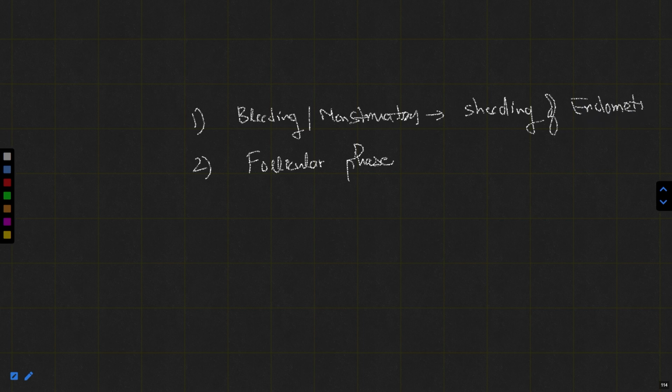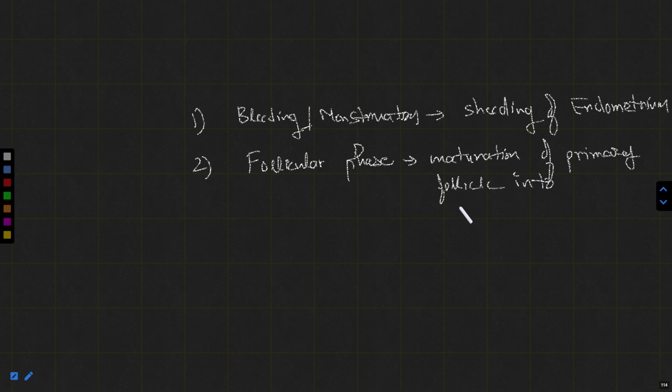Due to the shedding of the endometrium, there is bleeding. Clear? Next is the follicular phase. Here what happens? There is the maturation of the primary follicle into Graafian follicle.